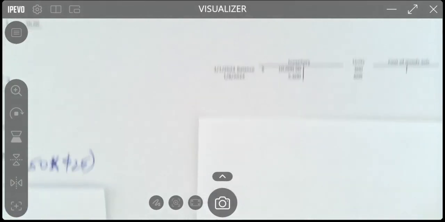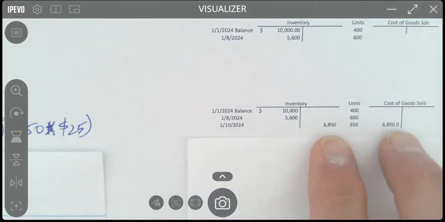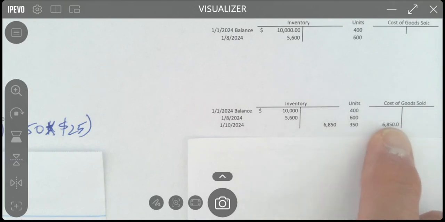And so this is what our ledger account looks like at this point. If you look back, the cost of goods sold under FIFO was $6,250 because we used the first in, first out cost flow assumption. So we were assuming the balls we purchased at 25 were sold, not a bunch of them that we purchased at 28.